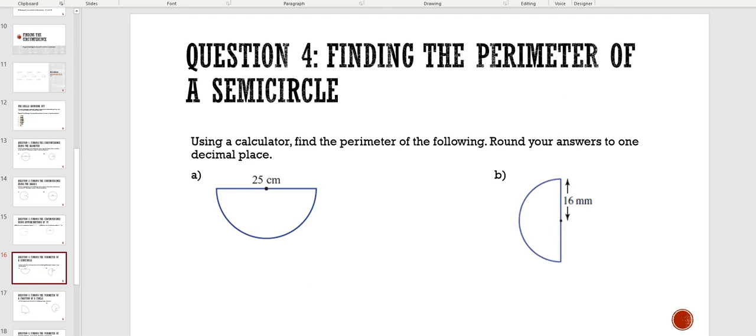Okay, question 4. Finding the perimeter of a semicircle. So now a semicircle is half of a circle. So we have 2 circles that have been cut in half. And the question says, using a calculator, find the perimeter of the following. Round your answers to 1 decimal place, not 2, 1. So see if you can have a go first.